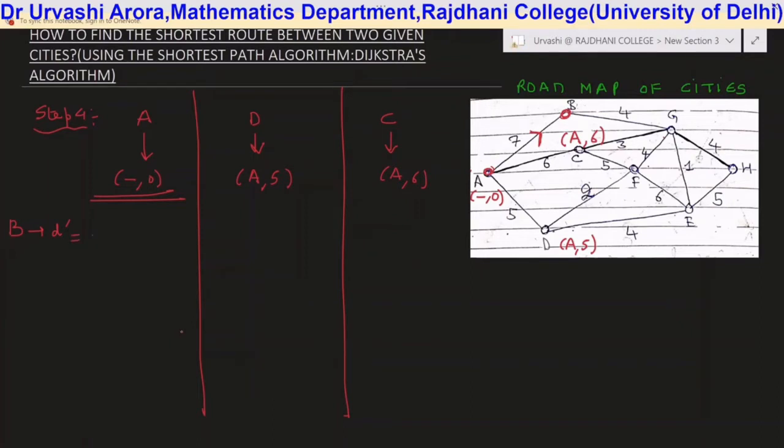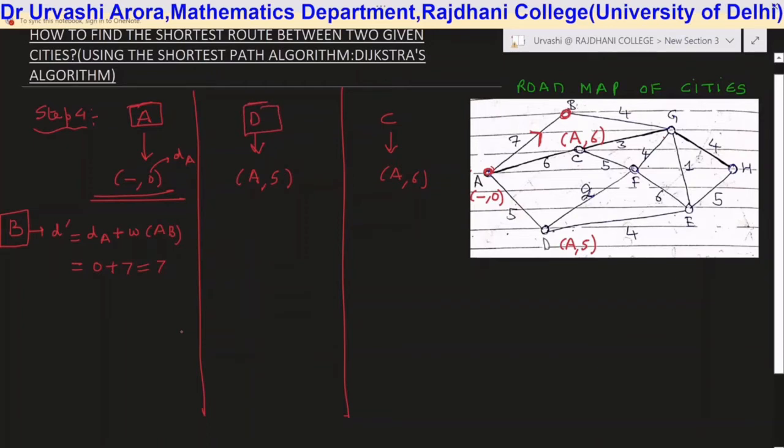So D dash is going to be equal to dA, the distance traveled in reaching till A, plus the weight of the edge AB. dA is 0, and the weight of the edge AB is the number above the edge AB, which is 7. So this is 0 plus 7, which is 7. This is all we need to calculate for the labeled vertex A, because there is only one adjacent unlabeled vertex, namely B. So we have calculated the D dash for B.